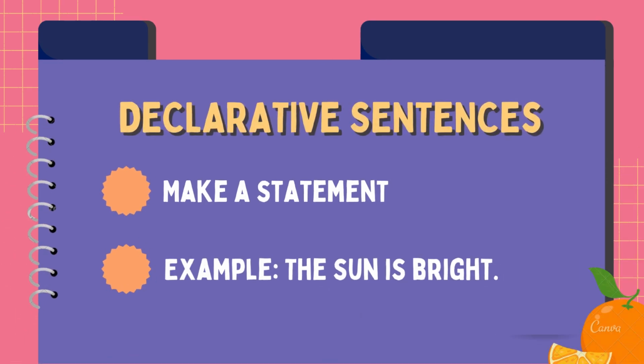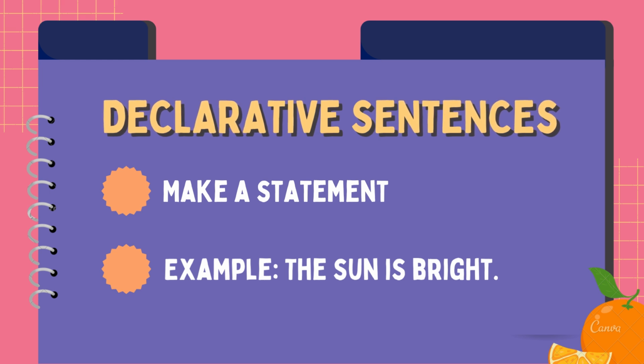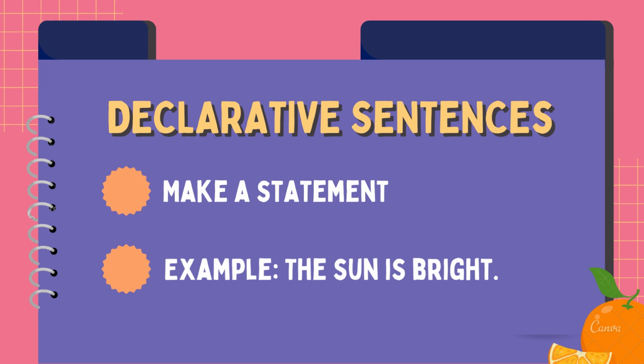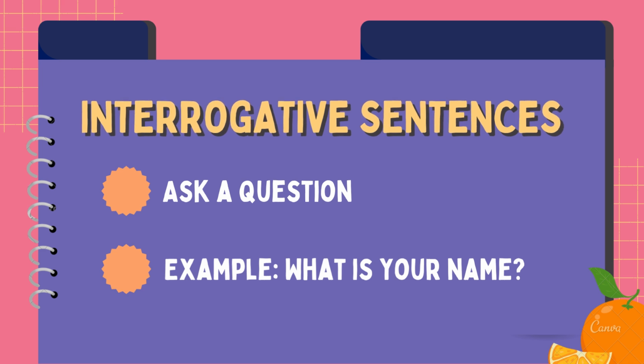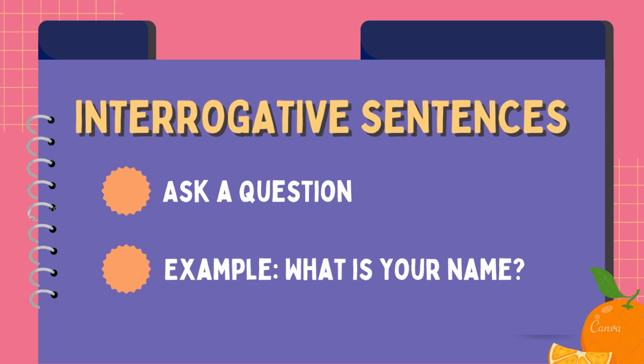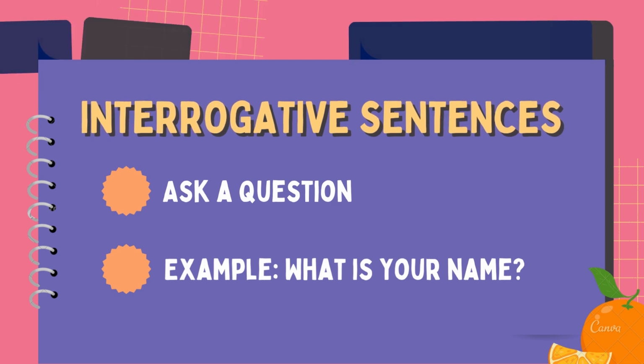A declarative sentence tells us something. It makes a statement. For example, the sun is bright. I like ice cream. These sentences end with a period. They are the most common type of sentence. An interrogative sentence asks a question. For example, what is your name? Or where are you going? These sentences always end with a question mark.